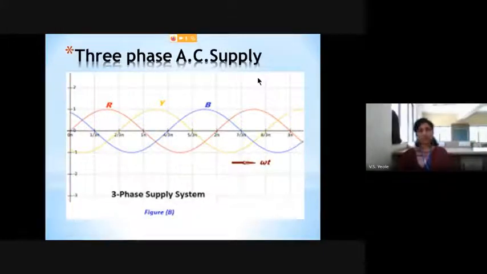In case of three phase supply, there are three phases: R phase, Y phase and B phase. That's why in this graph you can see that there are three waveforms of voltage or current which are varying with respect to time. All the voltage and current of the three phases are varying with respect to time. That's why this is called three-phase AC supply, three-phase alternating current supply.